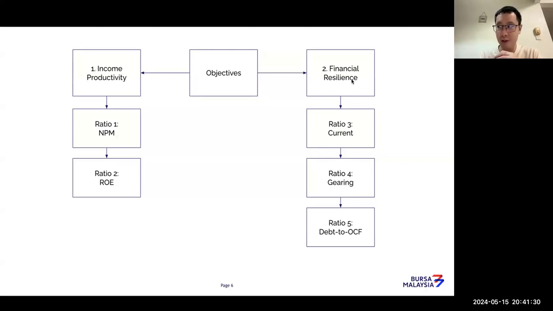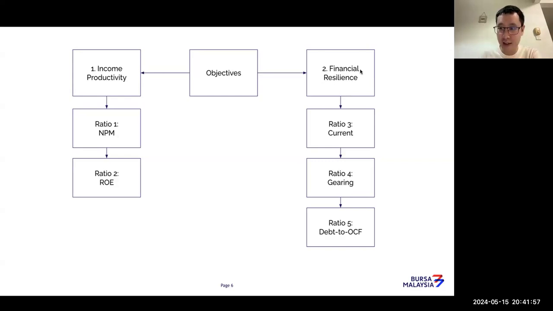So because of this, what we want is a stock, a business, that is financially resilient. Financially resilient to not just be income productive in good times, but also in bad times. Good times, bad times, it can survive and thrive. So that is why we look into financial ratios.